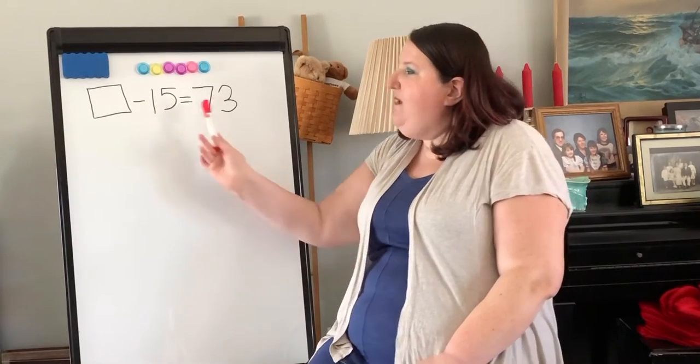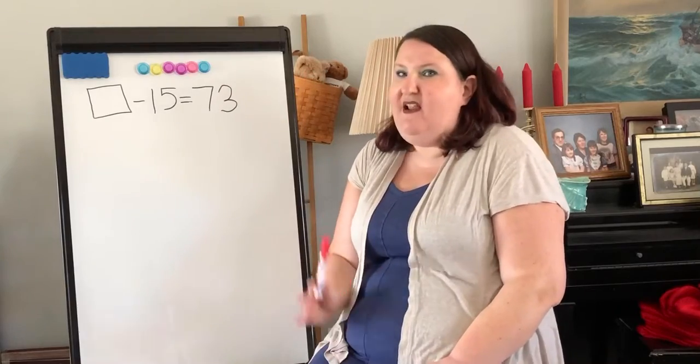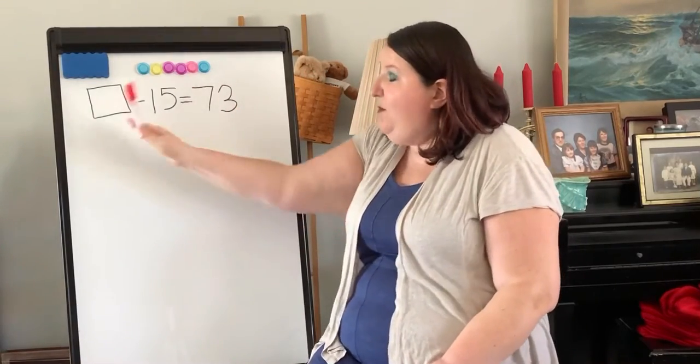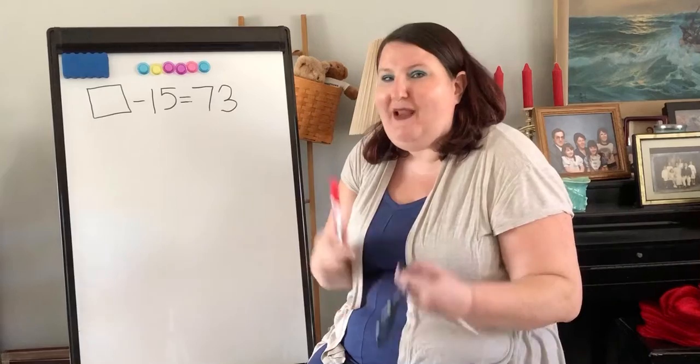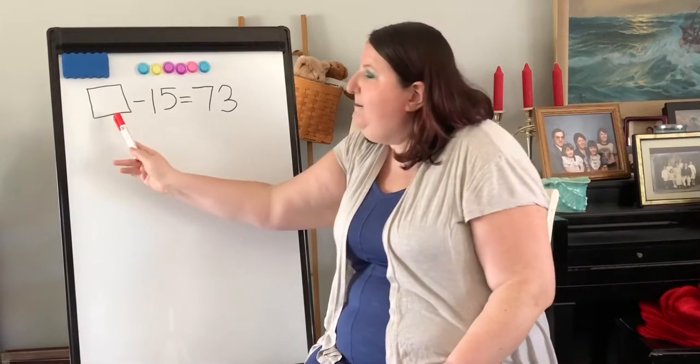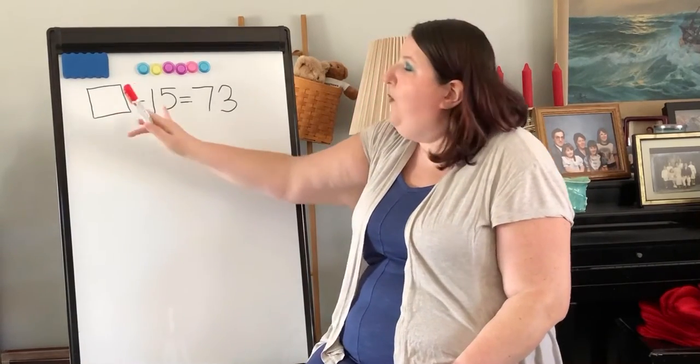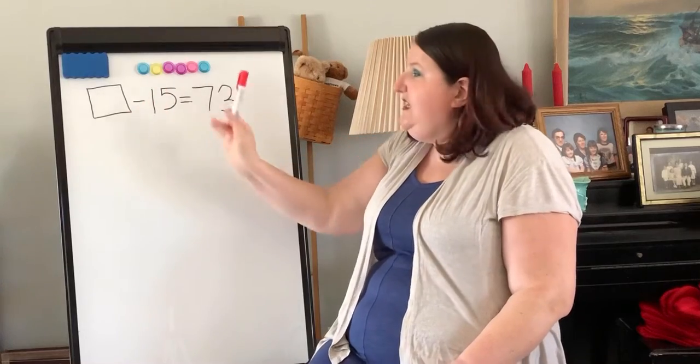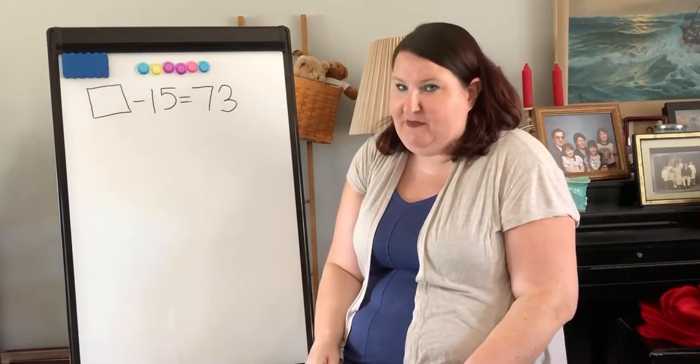So boys and girls, remember that when we have that equal sign, that means that both sides of the equation have to be the same. So this missing number, when 15 is taken out of it, is the same as 73.